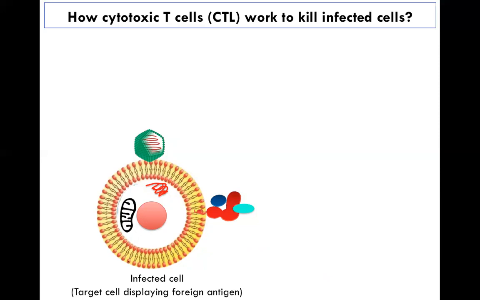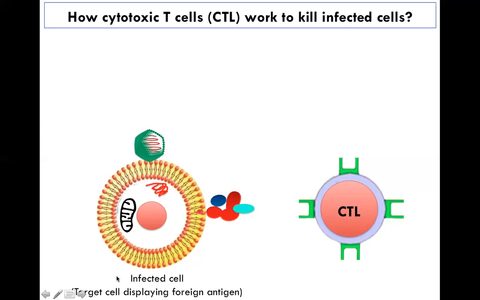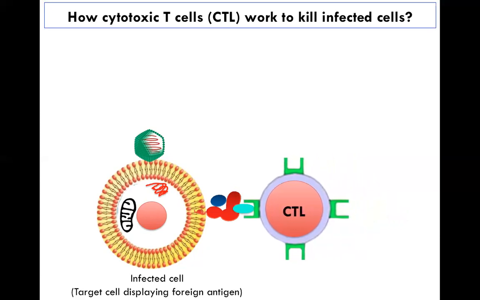The cytotoxic T cells make direct contact with the infected cells. As you can see, let's suppose this is an infected cell, a target cell displaying the foreign antigens. If you remember our previous lectures, we know that for cytotoxic T cells, or CD8 positive cells, the antigen is provided by the MHC class 1 molecules. So what happens in this case? These cytotoxic T cells bind to the foreign antigens via the TCR. What is a TCR? The T cell receptor. To simplify, we call it the TCR.